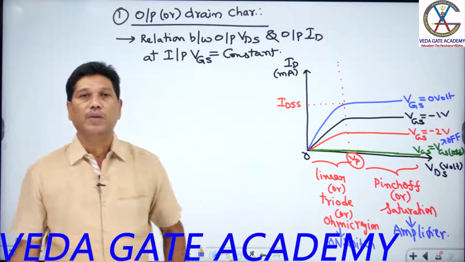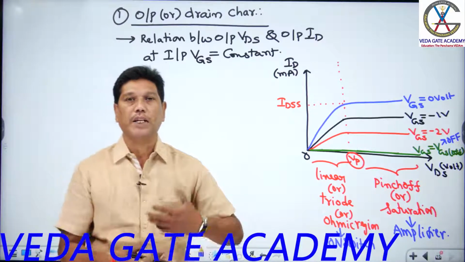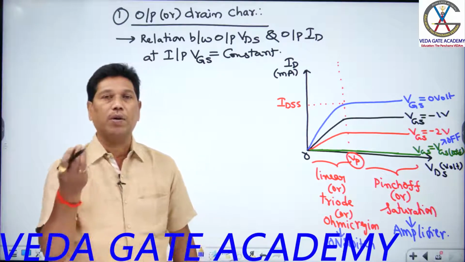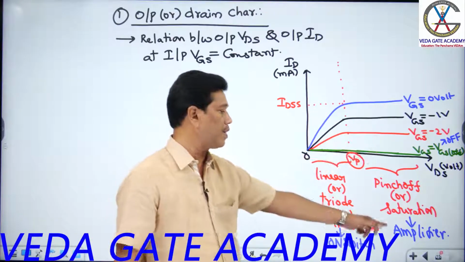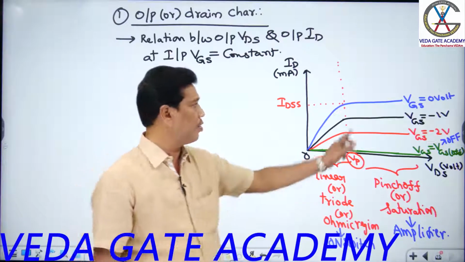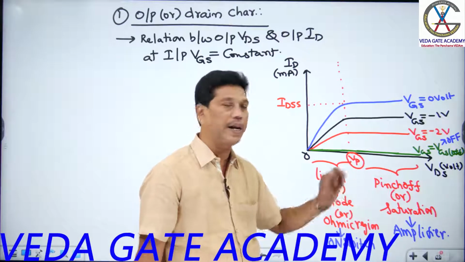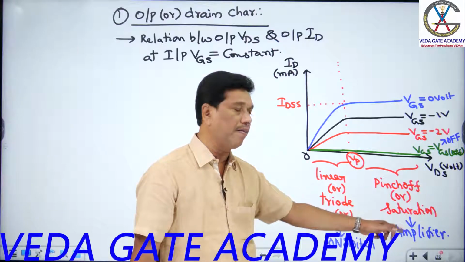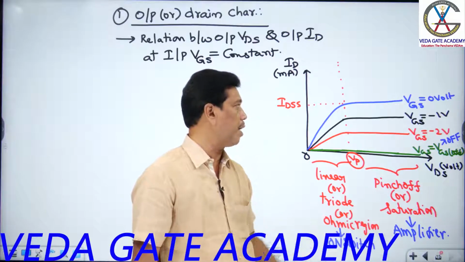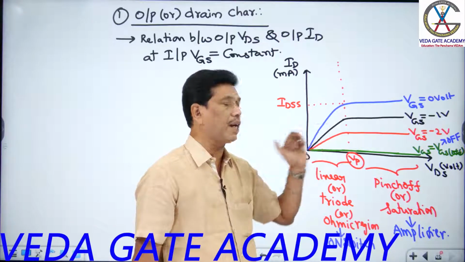Why, sir? Because the input current is not defined, you do not expect current gain here; you are expecting voltage gain. So it can be considered a voltage amplifier. So in this pinch off or saturation region, it is not only an ideal current source, it also acts as an amplifier, mainly a voltage amplifier, students. So this will be the VI characteristic graph of this.